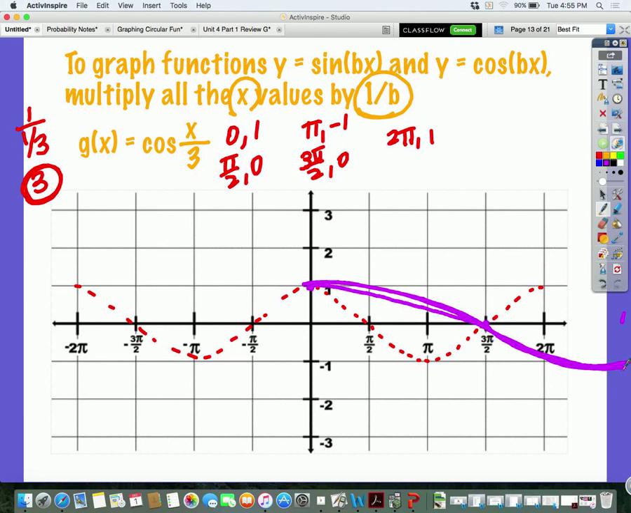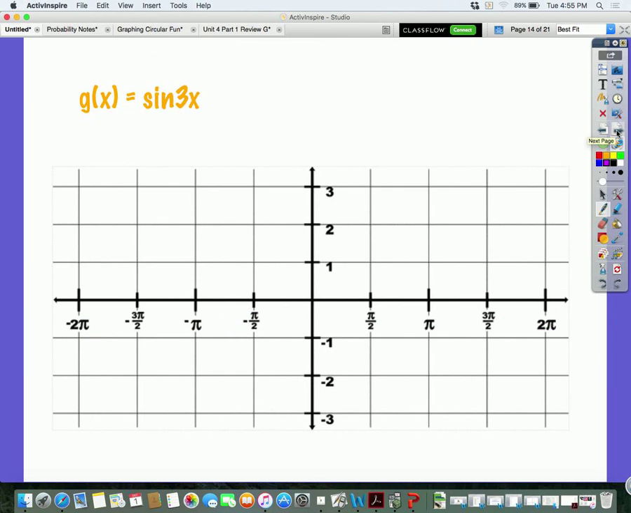Over here, negative pi over 2 is going to get stretched out to be a -3 pi over 2. And negative pi, -1 is going to be at -3 pi, -1. Okay? So all of your x's get multiplied by a 3 to get the graph of cosine x over 3. Try this one on your own.